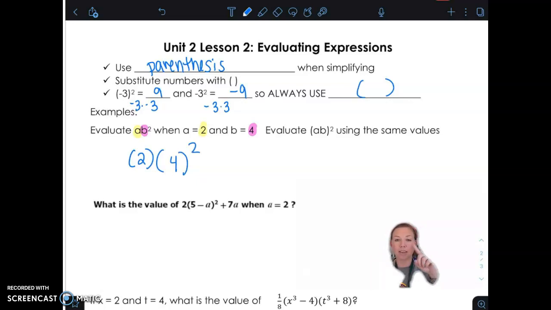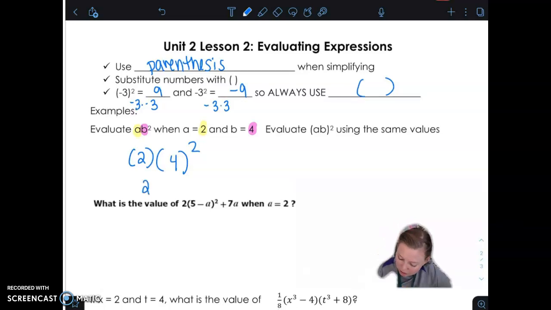So we look for grouping. We have parentheses, but there's no math operation happening in the parentheses. It's just a plain 2 and a plain 4. Next we look for exponents, and we definitely have one of those. So we square the number: 2 times 4 squared, which is 16, so this simplifies to 32.